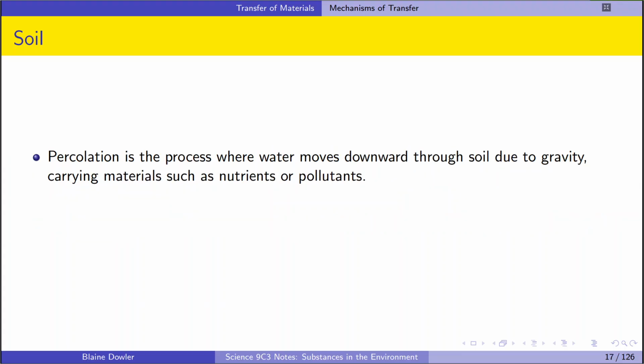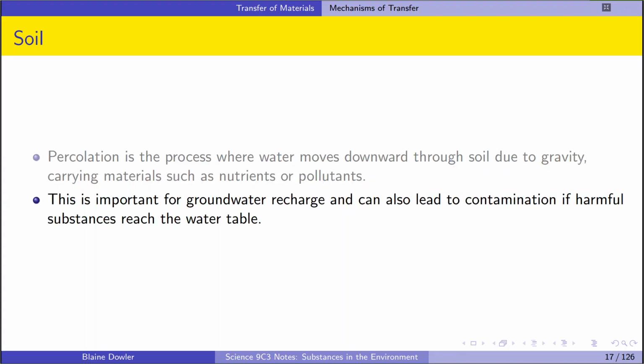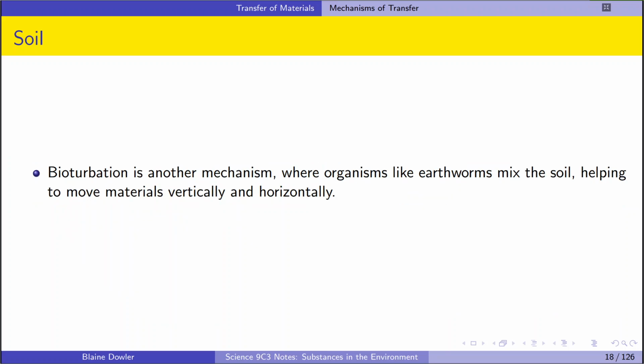Percolation is the process where water moves downwards through soil due to gravity, carrying such materials as nutrients or pollutants. This is important for groundwater recharge and can also lead to contamination if harmful substances reach the water table. Bioturbation is another mechanism where organisms like earthworms mix the soil, helping to move materials vertically and horizontally.